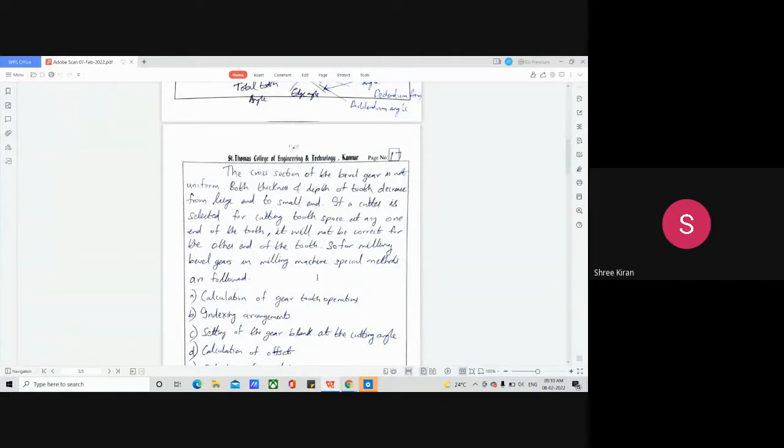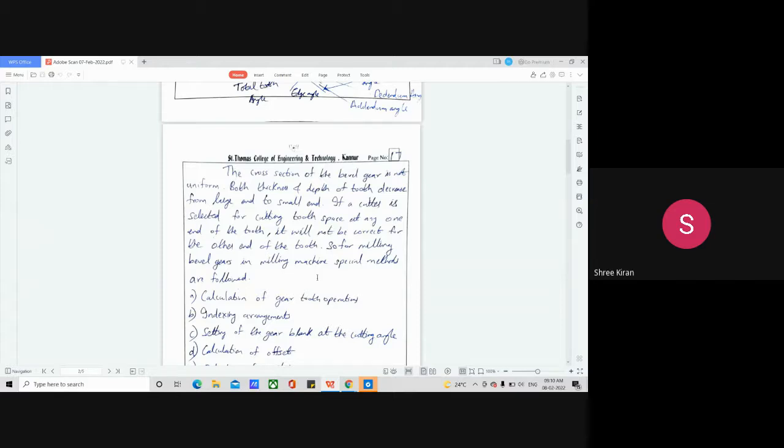For this, the dividing head spindle is tilted to an angle equal to the cutting angle, where the cutting angle is equal to the pitch cone angle minus the addendum angle. This is what happens in the case of setting of a gear blank at the cutting angle.